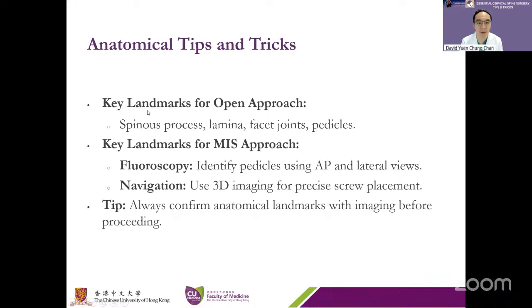And we need to recognize the key anatomical landmarks, be it for open and MIS, trace along the midline, the spinous process, the lamina, the facet joints. Whereas for MIS, you should have a lower threshold in using X-ray and C-arm fluoroscopy, especially for the first few cases. Ensure you're working on the right spinal level, and consider using navigation.